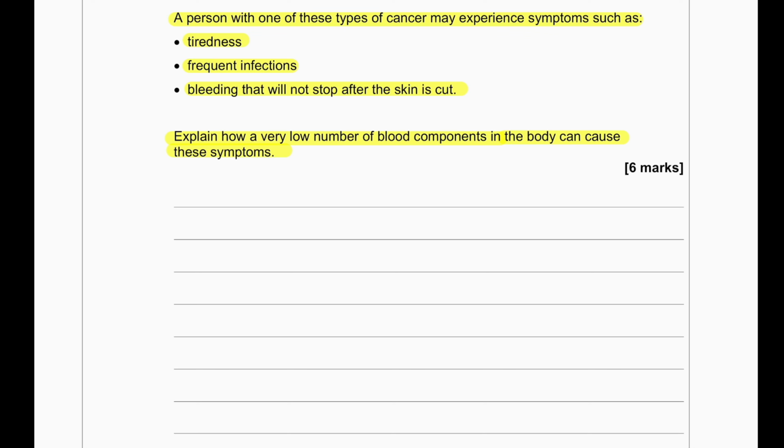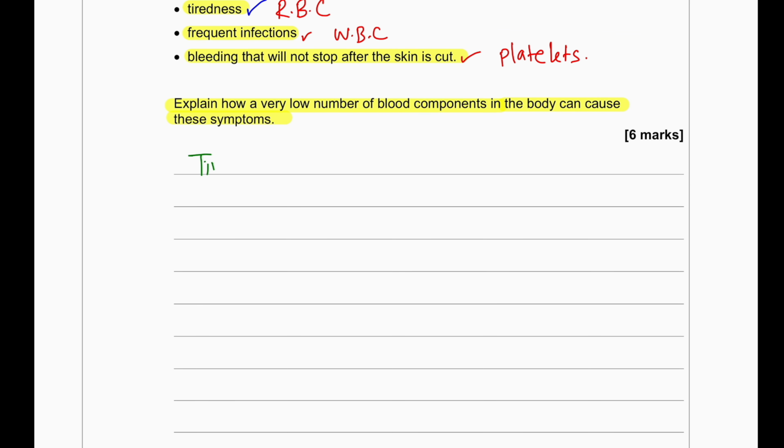The three things that we can see are tiredness, frequent infections and bleeding. Tiredness can be mainly due to lack of oxygen, so less cell respiration, so RBCs have decreased in quantity. Frequent infections can be associated with a decrease in the number of WBCs, and bleeding that will not stop after the skin is cut is mainly related to platelets. If we write 2 points for each of these, then we will most likely get the full 6 marks, but we must write it in a logical sequence. So we can say tiredness is due to fewer red blood cells, so there is less hemoglobin and less oxygen transported around the body.